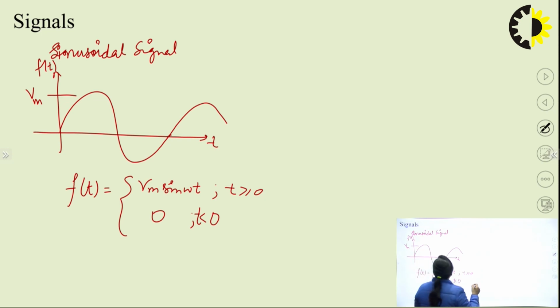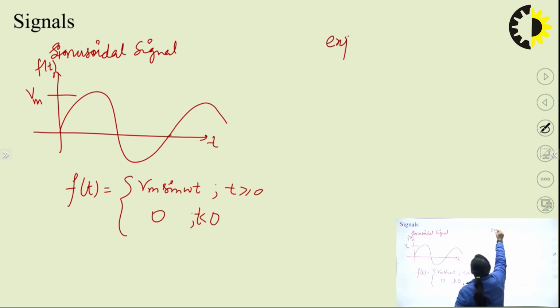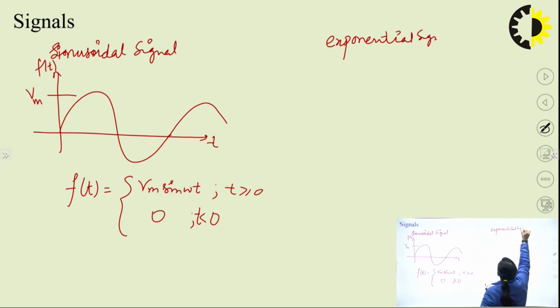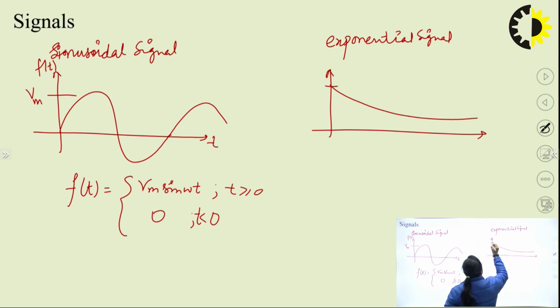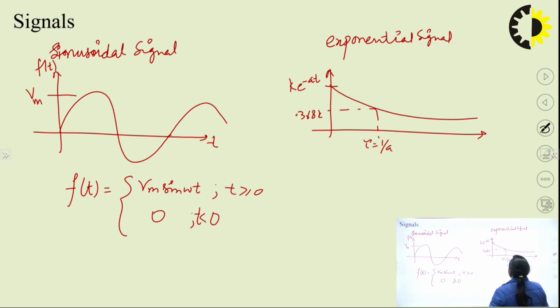Another one is the exponential signal. This exponential signal is represented by, let's say, f(t) equals k times e raised to the power minus at, and its value is 0.368 k at tau equals 1 by a, where tau is the time constant. This is the exponential signal.